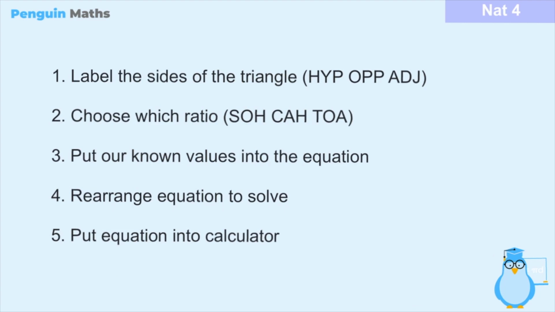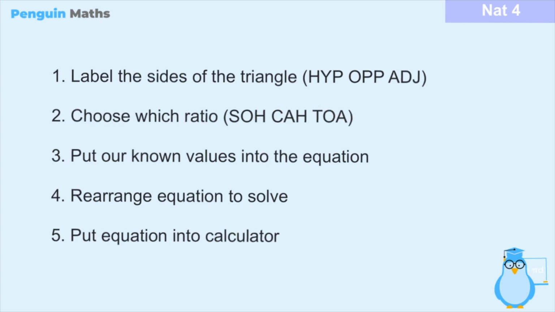So these five steps are how we solved the last problem, and they can be used for any sort of trig problem similar to this. The first step that we did was we labelled the sides of the triangle, identifying the hypotenuse, the opposite and the adjacent. We then, based on this, chose which ratio we wanted to use, either the sine for SO, the cosine for CA, or the tangent for TOA.